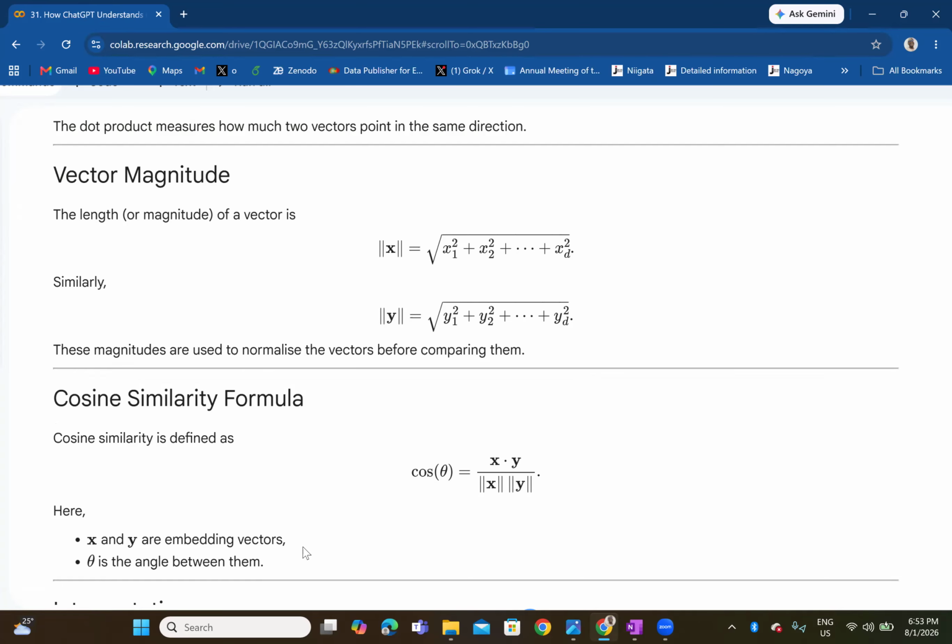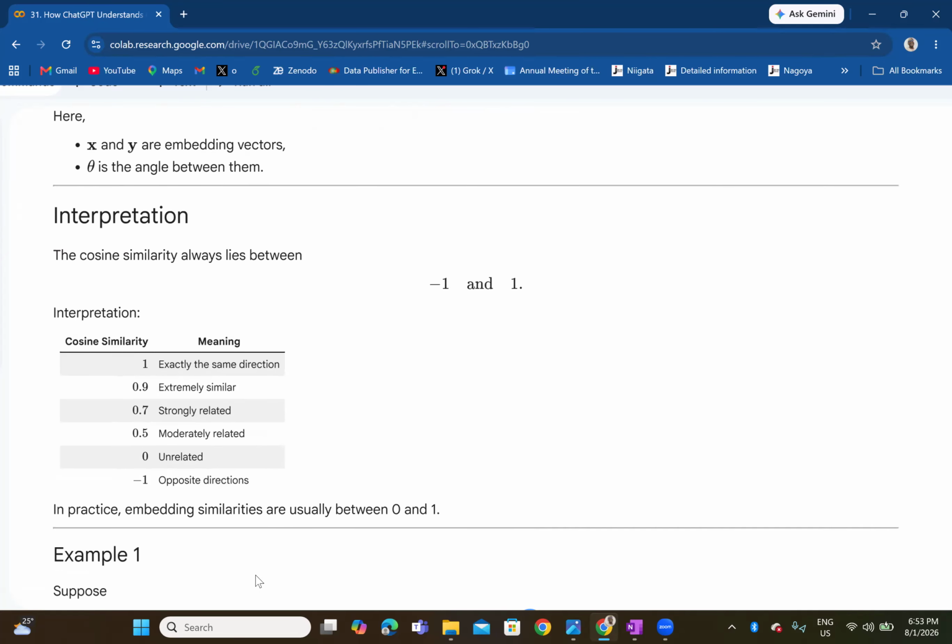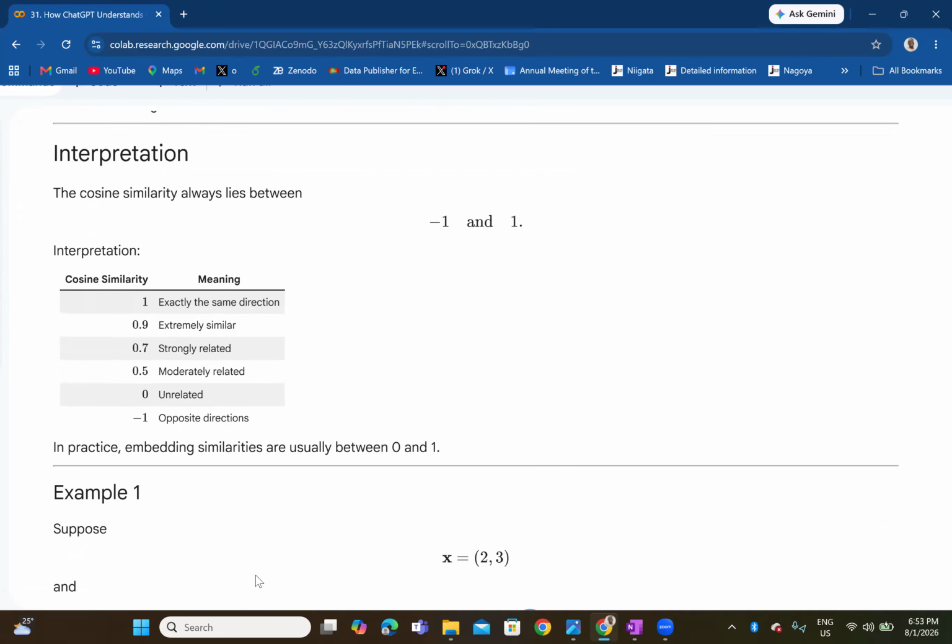Hence, x and y are embedding vectors, and theta is the angle between them. So the interpretation is this. The cosine similarity lies between -1 and 1. If you get 1, it means the two vectors are in the same direction.